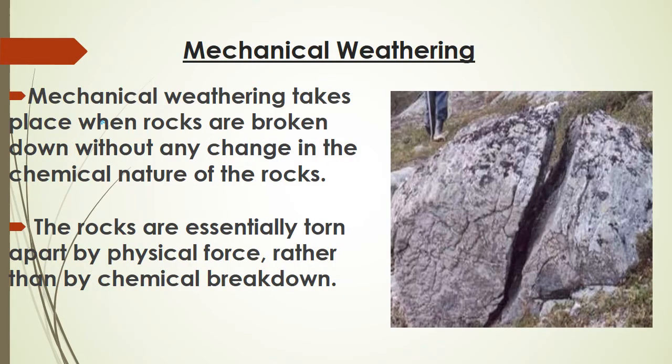Mechanical weathering. Mechanical weathering takes place when rocks are broken down without any change in the chemical nature. As I told before, whenever mechanical weathering takes place, there is no change in the composition of the weathered rock. It is the same as it was before. The rocks are essentially torn apart by physical force rather than by chemical breakdown. So the rocks get broken down because of physical activity, not by chemical activity.